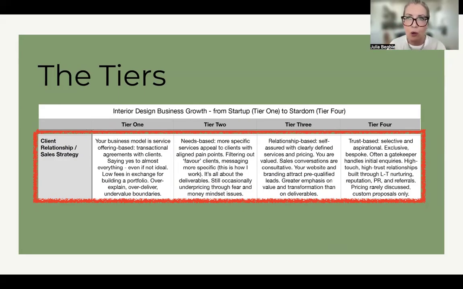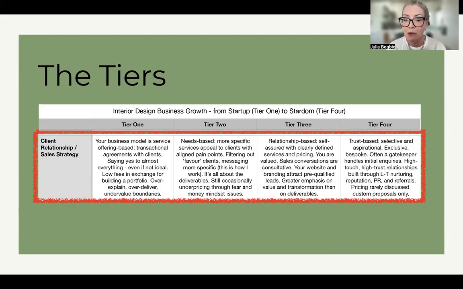But you are still all about the deliverables. You're still basically a service-based industry for your clients. By tier three, it's relationship-based, you're self-assured, you have clearly defined services and pricing your clients value, and your sales conversations become much easier. And this is the level at which some of the stress and some of the tension starts to come out of those conversations.